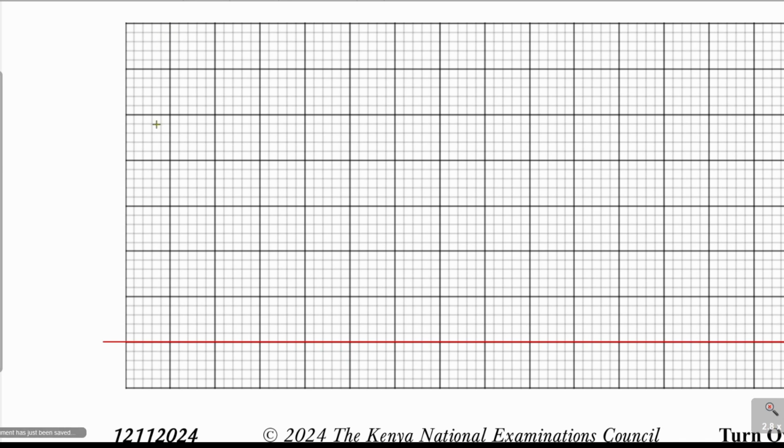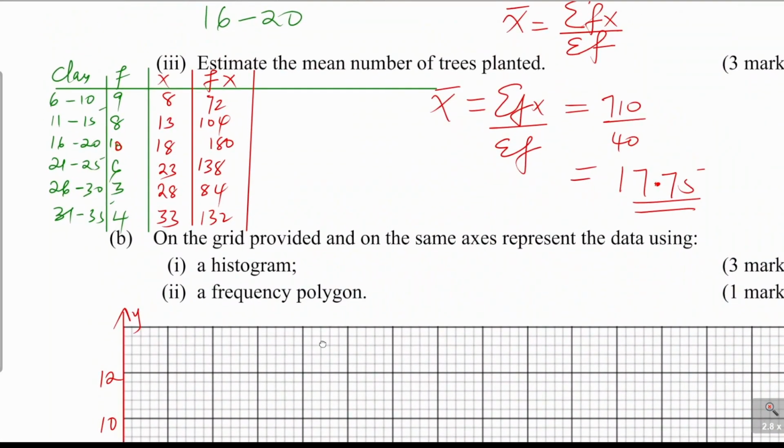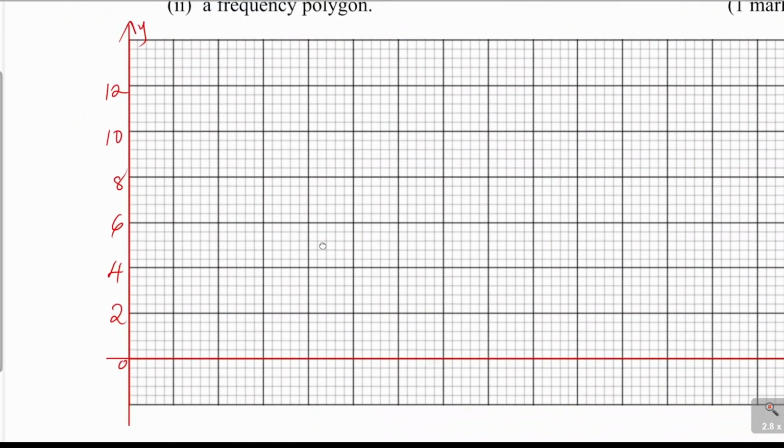That one is going to work. So I shall have 0 there. Then this one is the y-axis. So I shall have 2, 4, 6, 8, 10, 12. Let me see the highest. The highest frequency is 10. So that one is okay.